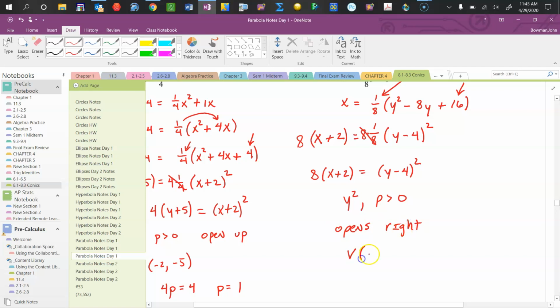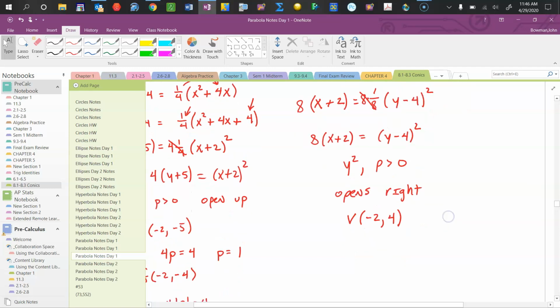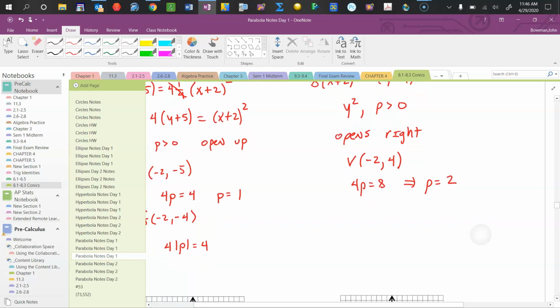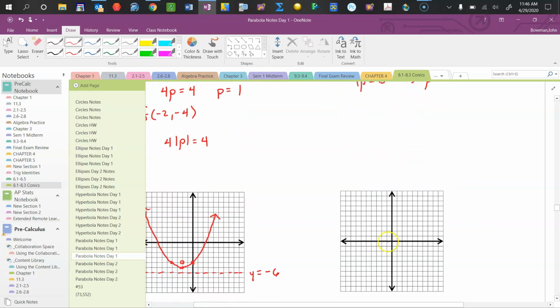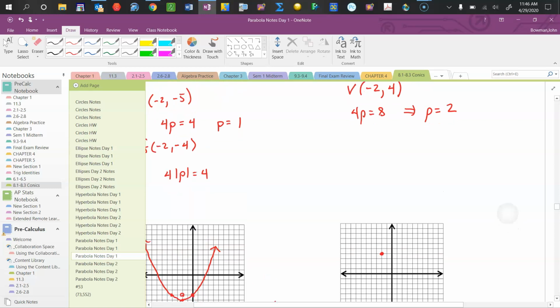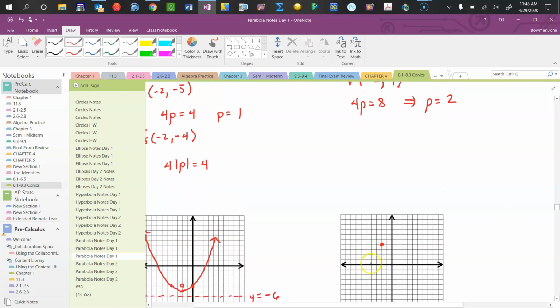The vertex is (-2, 4). We can also see that 4p is equal to 8, which means that p is equal to 2. So we're going to go down here and plot our vertex at (-2, 4). We know it opens to the right, so we have to go 2 units to the left of that to graph our directrix. And the equation of our directrix will be x is equal to -4.